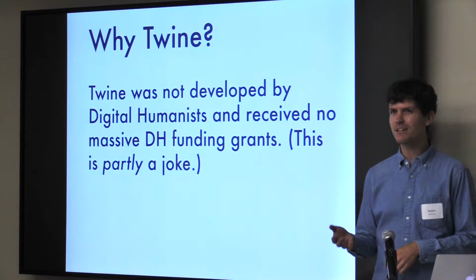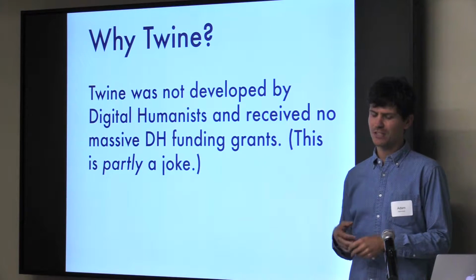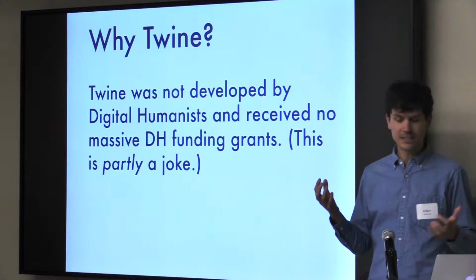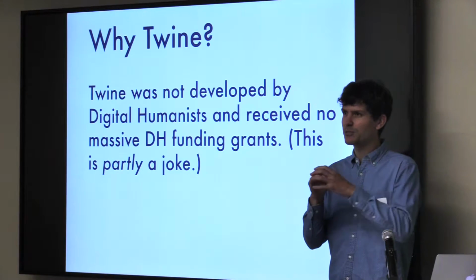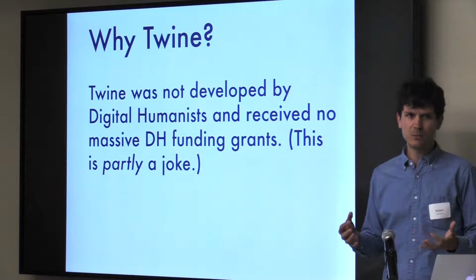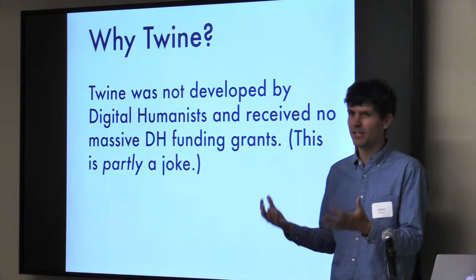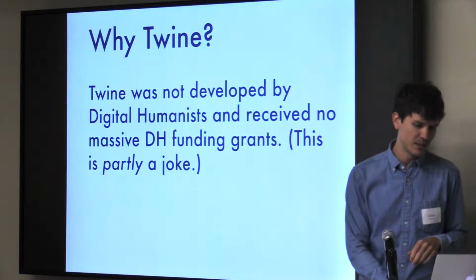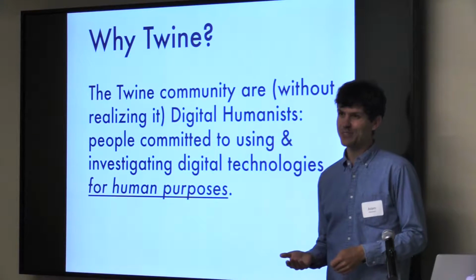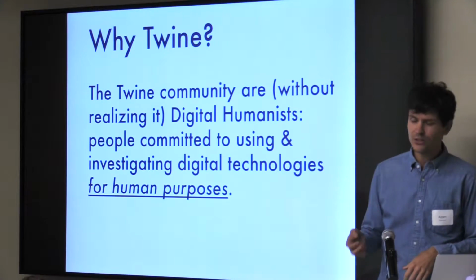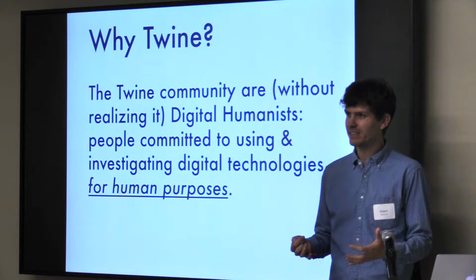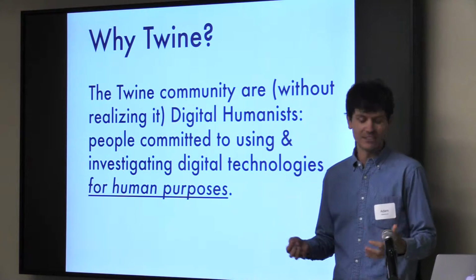I find that most of the stuff that is made by DHers and funded by huge agencies, and maybe some of us can think of pertinent examples of this, tends to be hyper-specialized stuff for research that is not easy to use. Twine was developed by a community of people who wanted to tell stories and made an amazing platform to do it. So that Twine community, they're digital humanists, but they don't call themselves that. They're people who want to use technologies to make something happen in the world and to change human situations, as we talked about earlier.